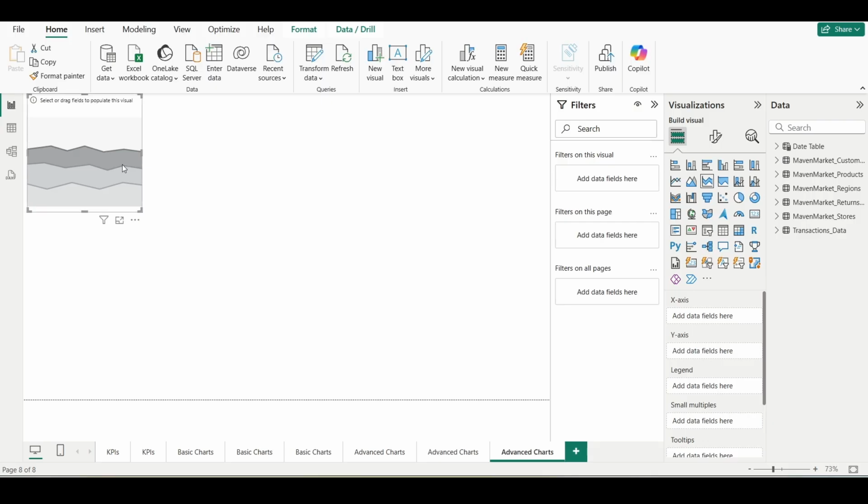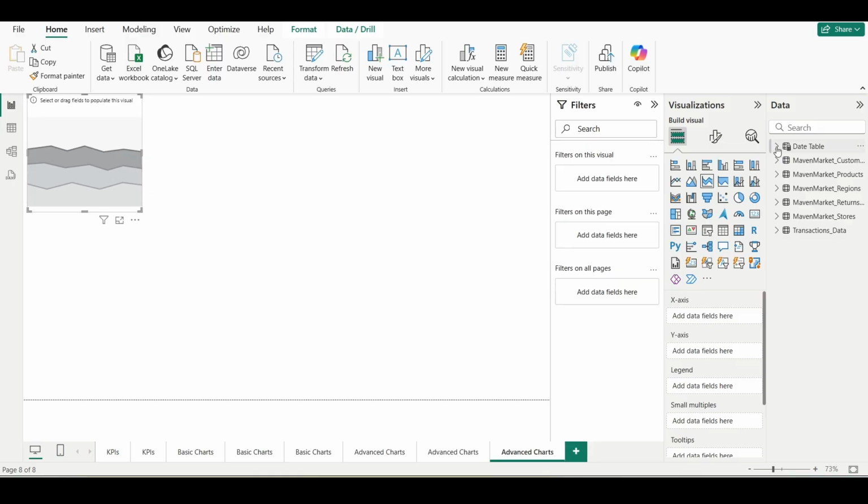Now the question is, when do we use a stacked area chart? We use stacked area chart when we need to analyze trends over time, when we want to see how multiple categories contribute to the total, and when we are interested in seasonal patterns and category-wise distribution. For our example, imagine we want to look at the total quantity sold across different countries over time. Here is how we create a stacked area chart.